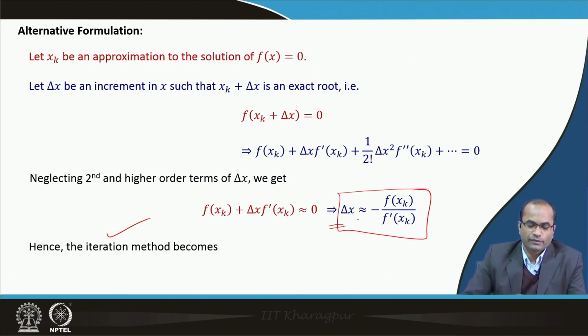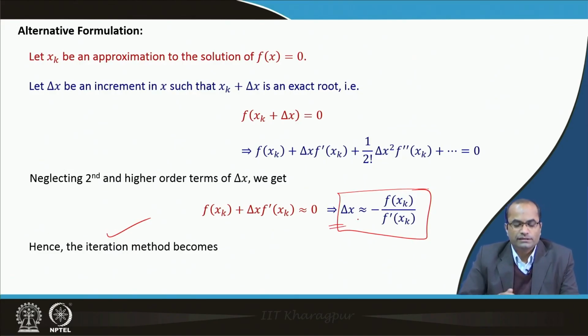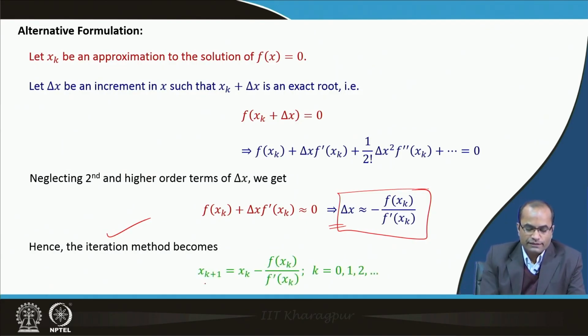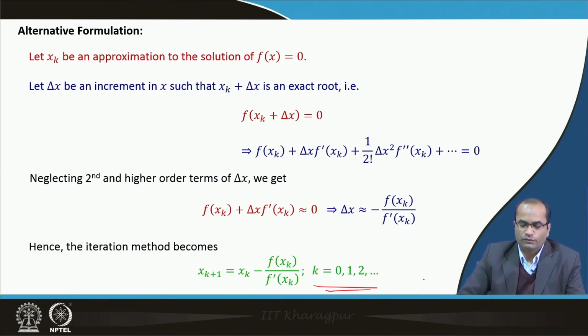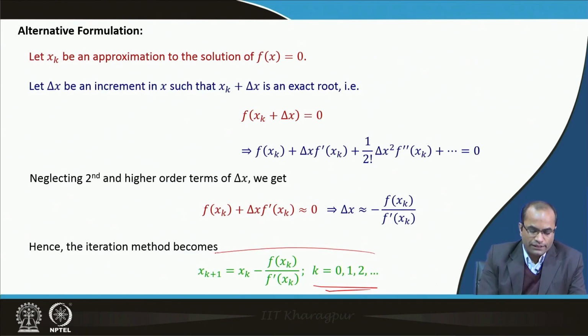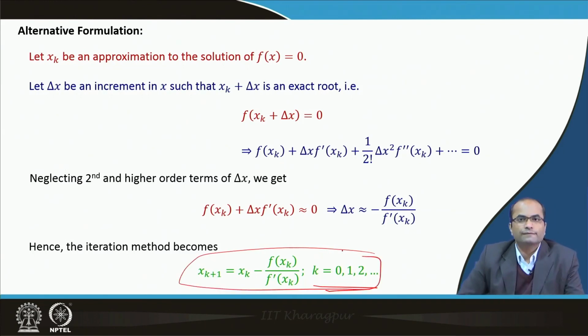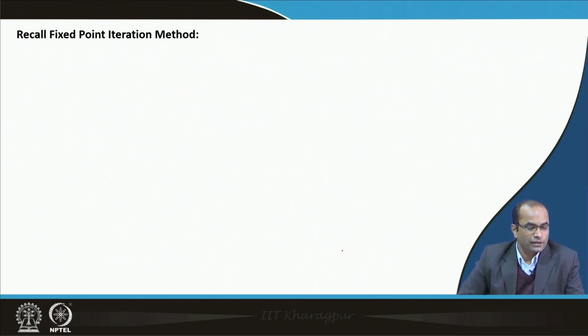So, we have started with x_k, and then with this x_k + Δx_k we are getting a new approximation. So, we are writing here x_{k+1}, the new approximation, is equal to x_k minus this Δx, which is f(x_k) over f'(x_k), and then this k can go from 0, 1, 2, 3 etcetera. So, this is the alternative approach where we can see again the same formulation which was obtained geometrically on the previous slide.